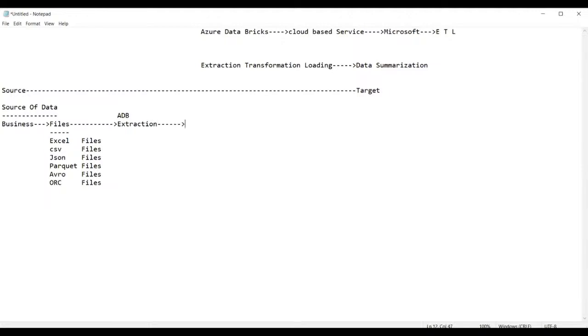Then next, what is the next level of processing? Transformation. Transformation is based on the requirement of the customer: you're going to change the format of the data, change the structure of the data, design a new structure of the data. And once the transformation is done, the process of loading takes place. Loading means the final data will be transferred to the destination. That is called the target, or we can say destination.